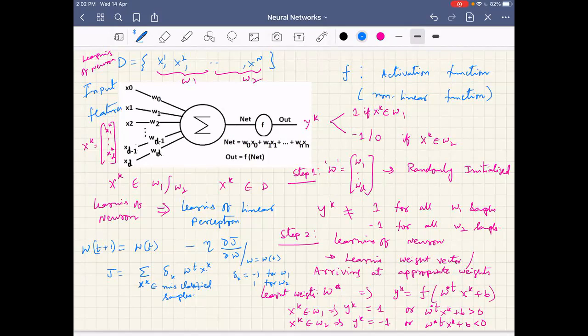Then this summation over all misclassified samples, either from class 1 or class 2 put together, will enable us to calculate the total error. Please note that this J is a function of W, the weight vector, and dou J by dou W is the gradient at a given weight vector W. And this expression is being suggested by the learning of perceptron. This learning rule of perceptron is being suggested by gradient descent.